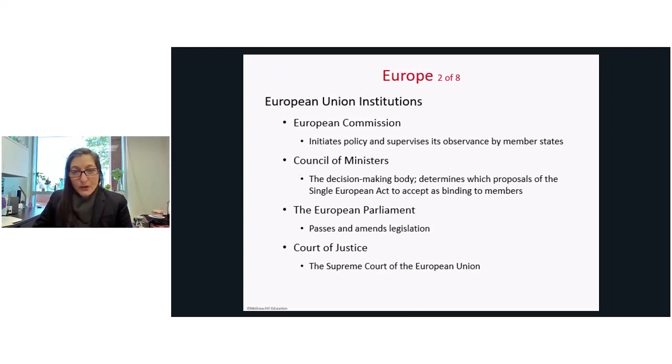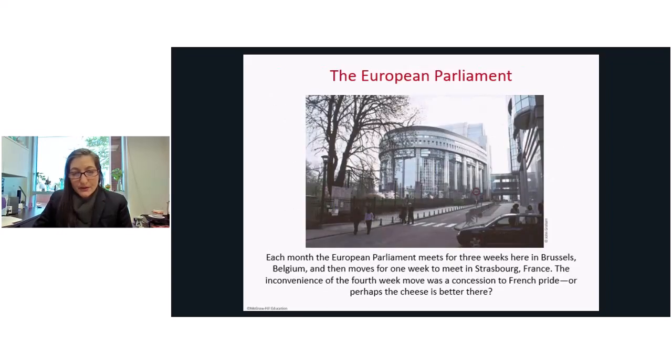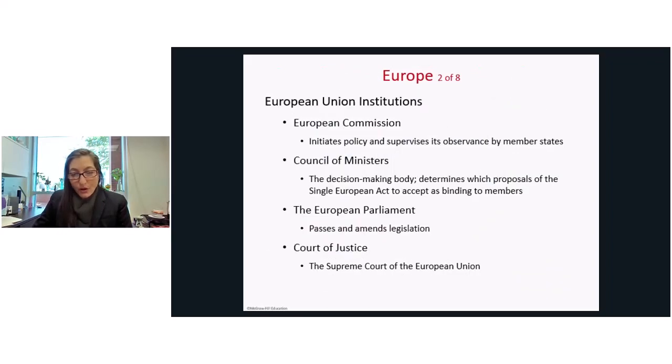Now, another institution within the European Union is the European Parliament, which passes and amends legislation. And then there's the Court of Justice. This is the Supreme Court of the European Union.